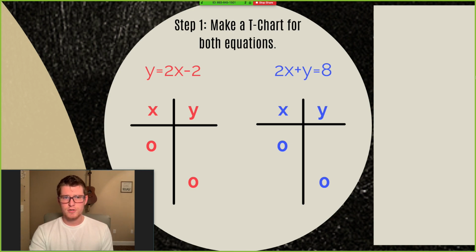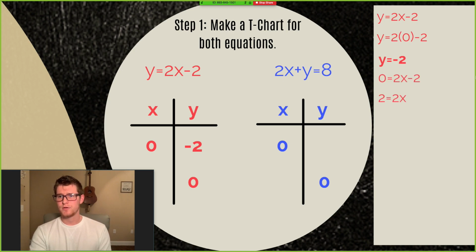So if we're going to start with our red equation and start with x being 0, we would take our equation y equals 2x minus 2, plug in 0 for x, and solve. So 2 times 0 is 0, 0 minus 2, y is going to be negative 2. That's our first point. 0, negative 2 is our first point on the red line.